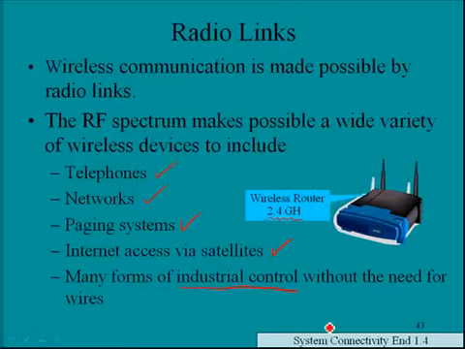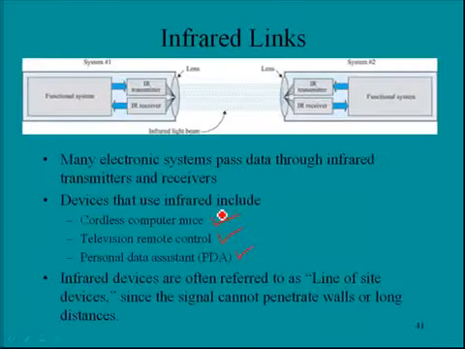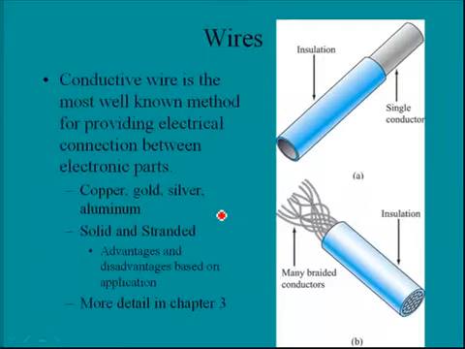Okay, so this section is rather quick. It is addressing system connectivity, and we're looking at how electronic systems are connected. And we just looked at radio links, fiber optic links, infrared links, printed circuit boards, and wires.